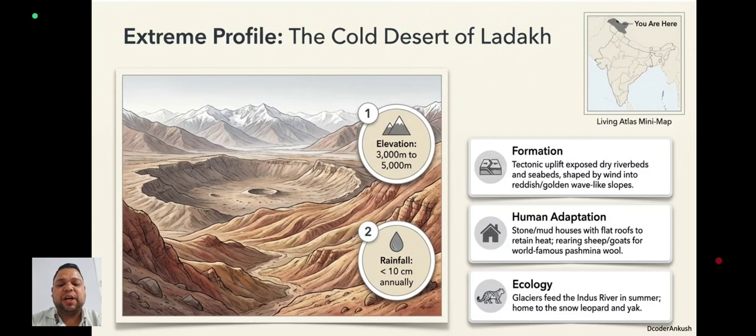Ladakh lies between the Karakoram range in the north and the greater Himalaya in the south, stretching from the Siachen glacier in the northwest to the Pangong Tso Lake in the east near the border with Tibet. It stands at an elevation of about 3,000 to 5,000 meters above sea level, which makes it one of the highest inhabited regions in the world.